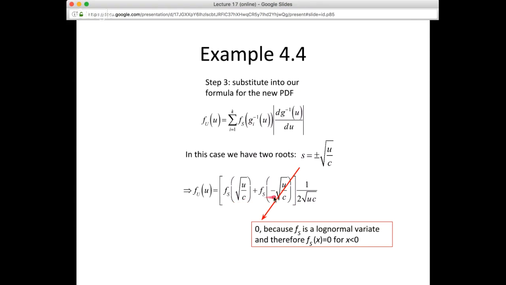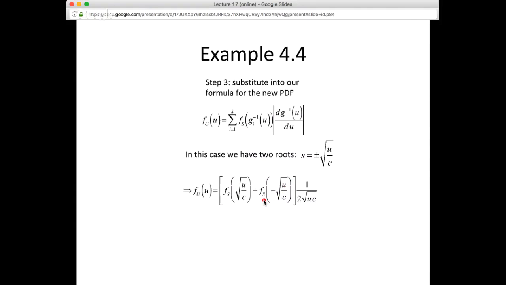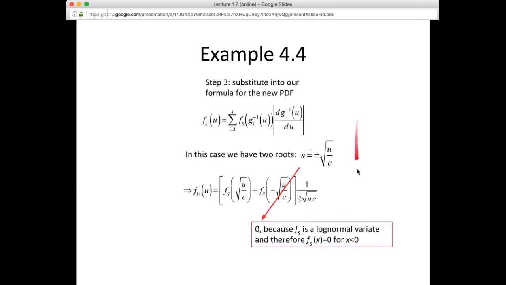Now, we've got these two different PDFs that we need to evaluate in terms of the axial force S. And remember that Fs is a log normal variate, which is confined to values of the random variable greater than or equal to 0. So this Fs evaluated at minus square root U over C, the random variable in that case is less than 0. That means this quantity has to be 0 because the log normal variate doesn't exist for negative values of the argument. And so basically we can drop this term out.